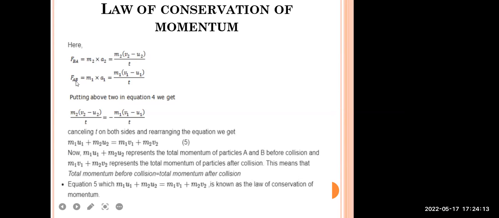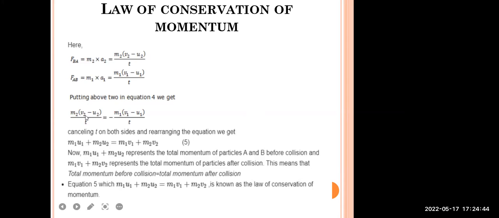FAB, which will be before collision, is M1A1, mass into acceleration. Mass will remain the same, M1. Acceleration is the rate of change of velocity, so we are using V1 and U1 as well. Now, what we are saying is M1U1 plus M2U2 is equal to M1V1 plus M2V2. That is nothing but FBA is equal to minus of FAB according to Newton's third law.